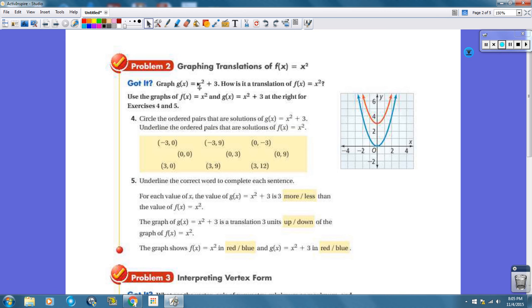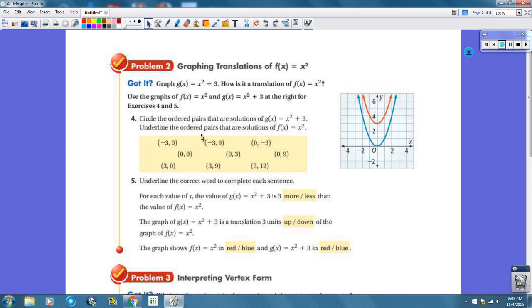So they want you to graph x squared plus 3. Now we've gone over this many times, how to use your calculator. If you need help, please ask in class. Okay, so there is the graph, that's the red one, of x squared plus 3.